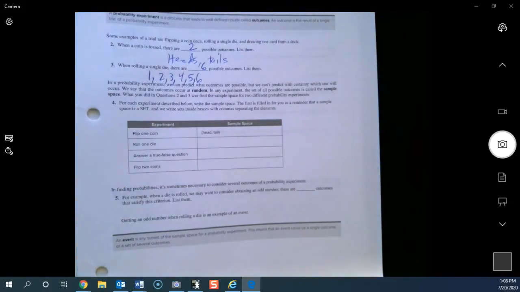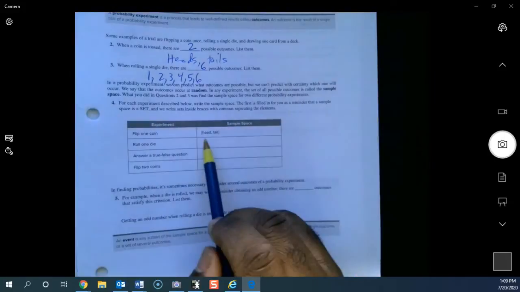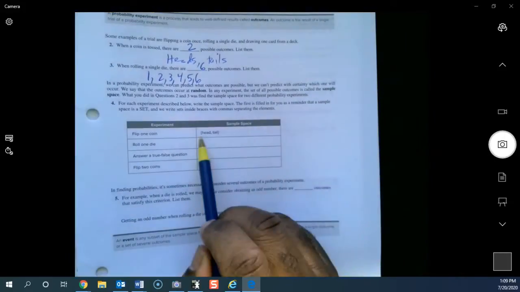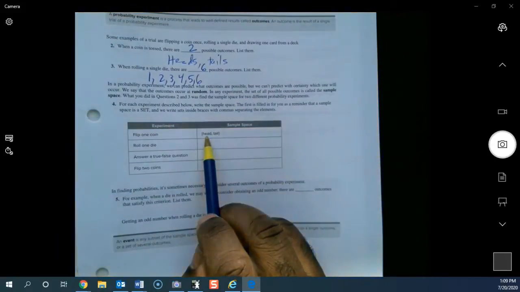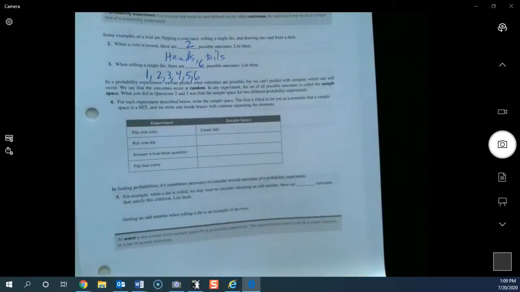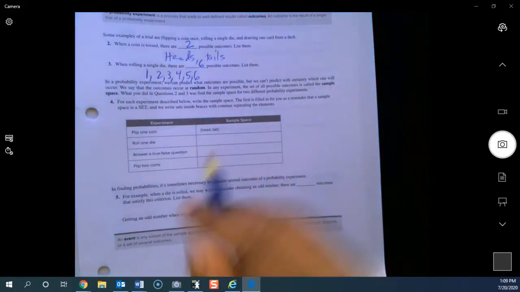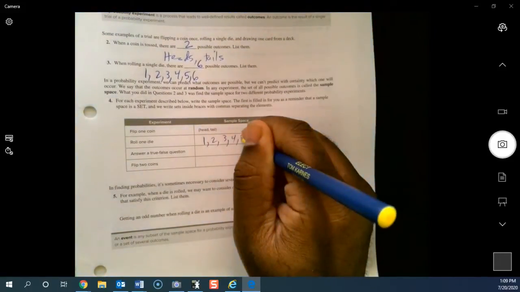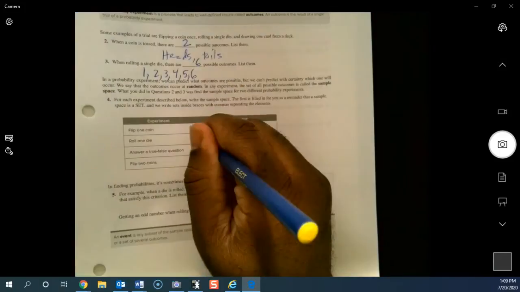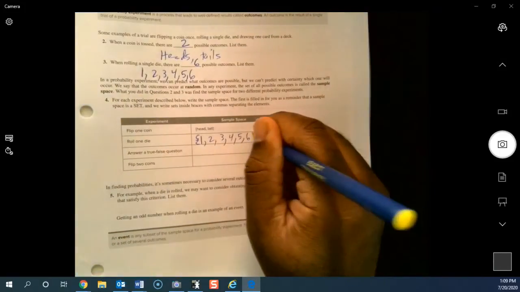For each experiment described below, write the sample space. The first is filled in for you as a reminder that a sample space is a set, and we will write sets inside braces with commas separating the elements. So first of all, if we look here, you notice we have braces here. Now remember, we're in the course pack on page 300. We have braces and we have the elements. The elements of flipping a coin are heads and tails, and those are the possible outcomes. Now for a die, we already answered that in problem 3. It's 1 through 6, and we separate them by commas, but to indicate they're a set, we will put that in a brace.